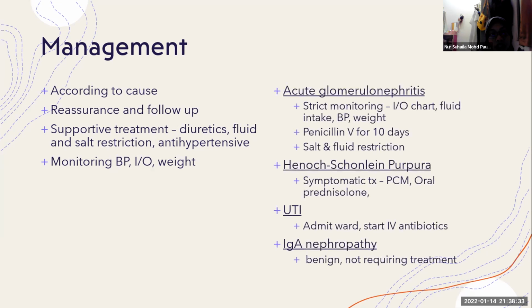I will outline the management of certain common causes of the hematuria. In acute glomerulonephritis, we need to do strict monitoring of the input-output chart, fluid intake, BP and weight. We also need to give penicillin and start salt and fluid restriction. In Henoch-Schonlein purpura, it is usually symptomatic. UTI, we need to admit to the ward and start IV antibiotics. And IgA nephropathy, it is really not requiring treatment.